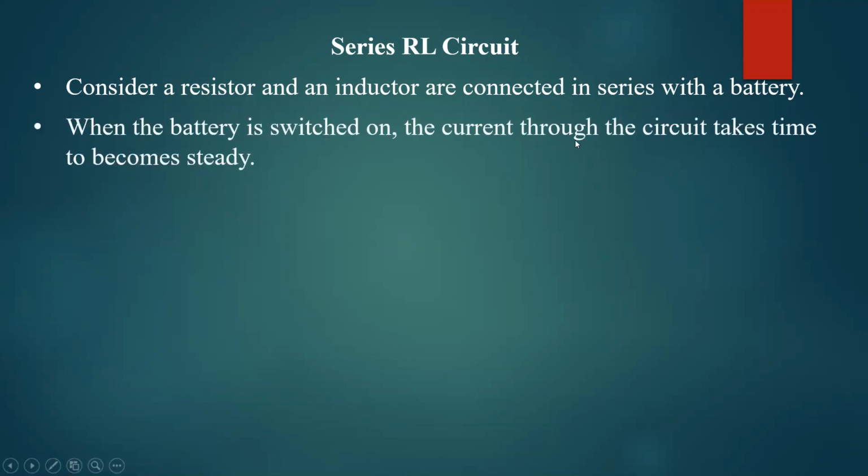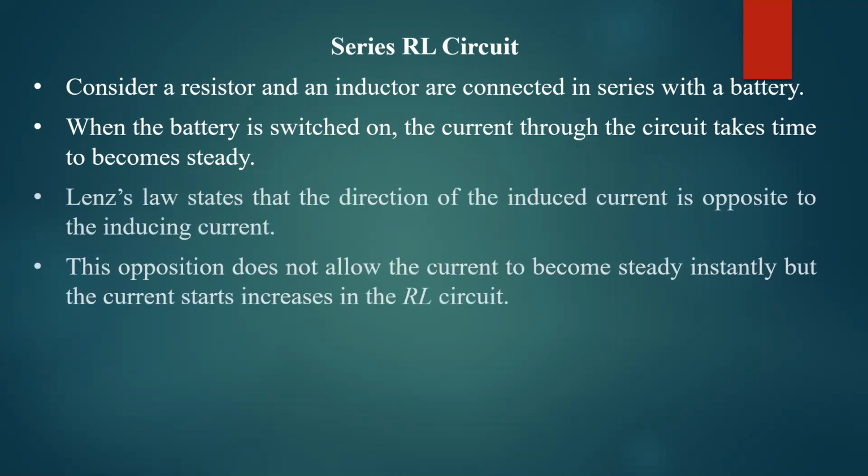When the battery is switched on, the current through the circuit takes time to become steady. In case of a resistor, the current will become steady immediately. The resistor will carry the constant current. But what happens in case of an inductor? Due to electromagnetic induction, it will oppose the incoming current. So when the battery is switched on, the current will slowly increase. It will not increase immediately. Because of that, you can observe the transient phenomena.